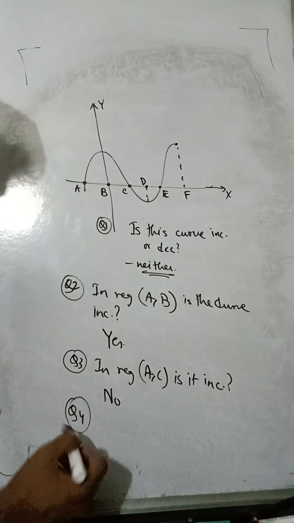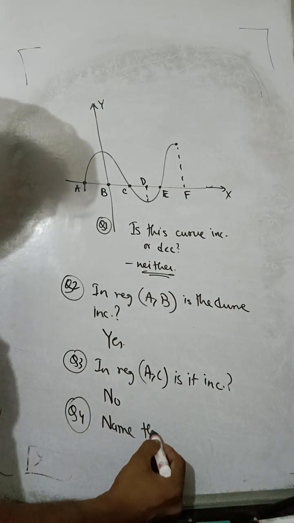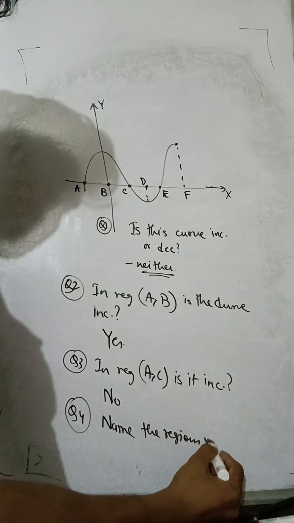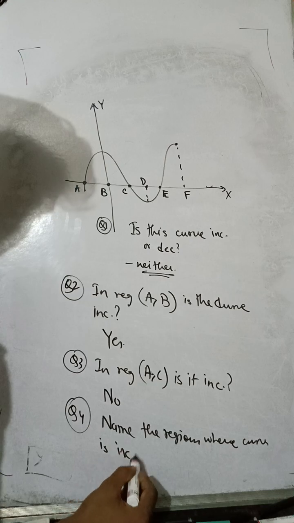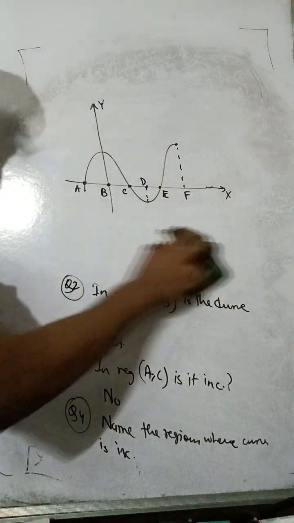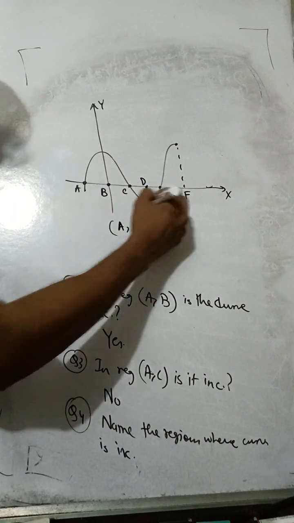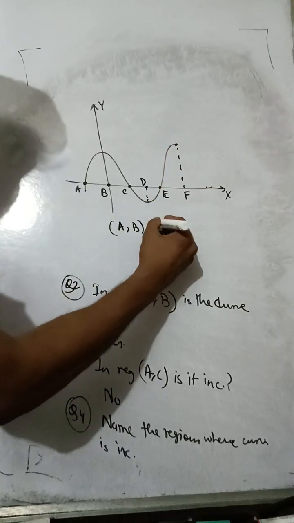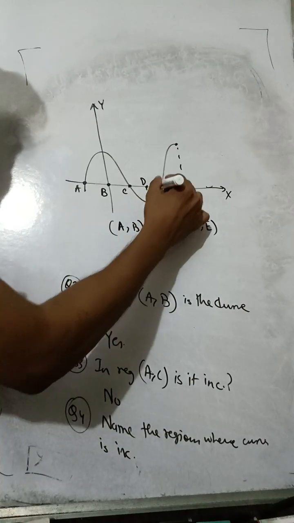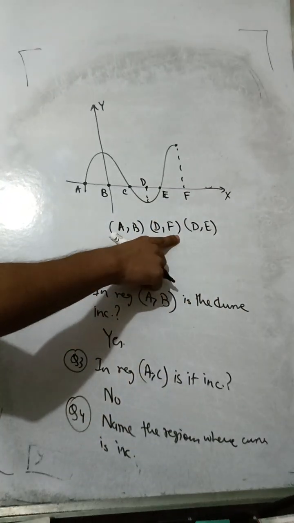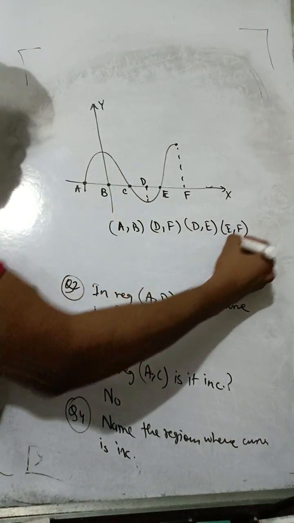In question 4, suppose they are asking us, name the regions where the curve is increasing. So where is the curve increasing? The curve is increasing from A to B. Then it is also increasing from D to F. It is also increasing from D to E. Since it is increasing from D to F, then definitely it will increase from D to E, and definitely it will also increase from E to F.